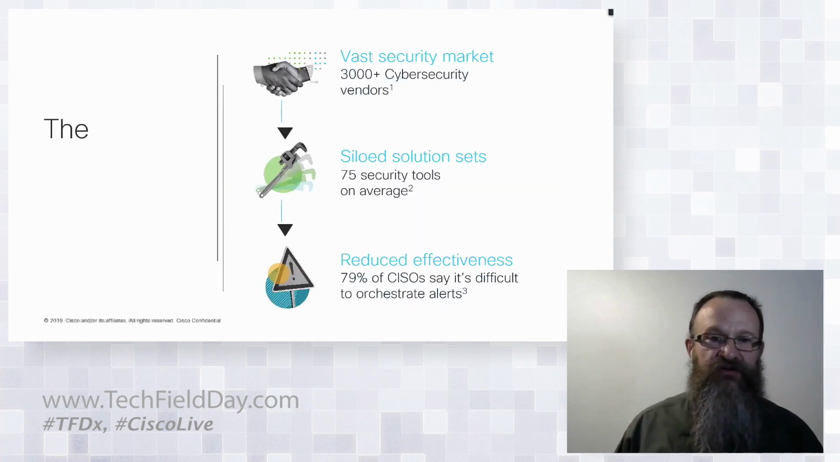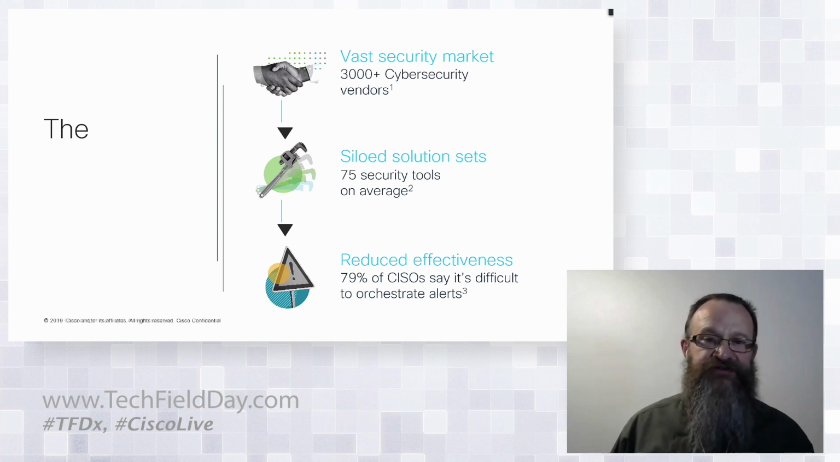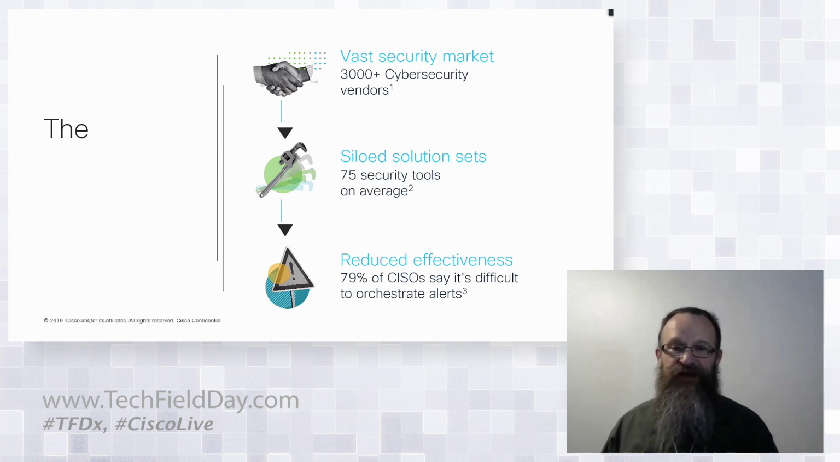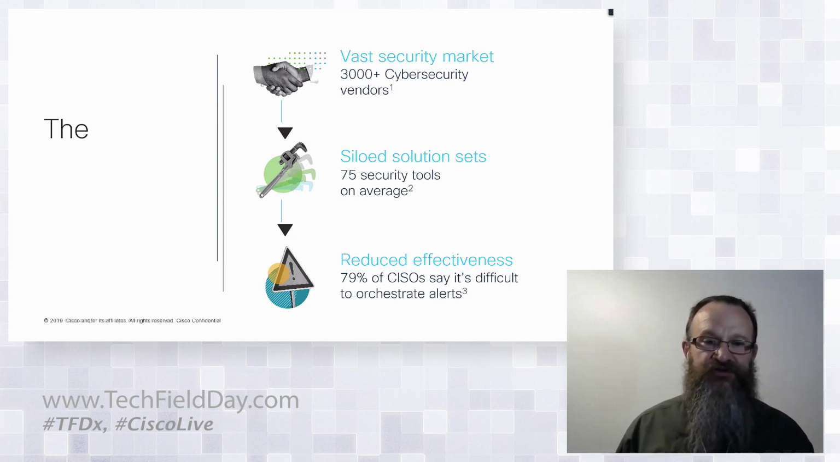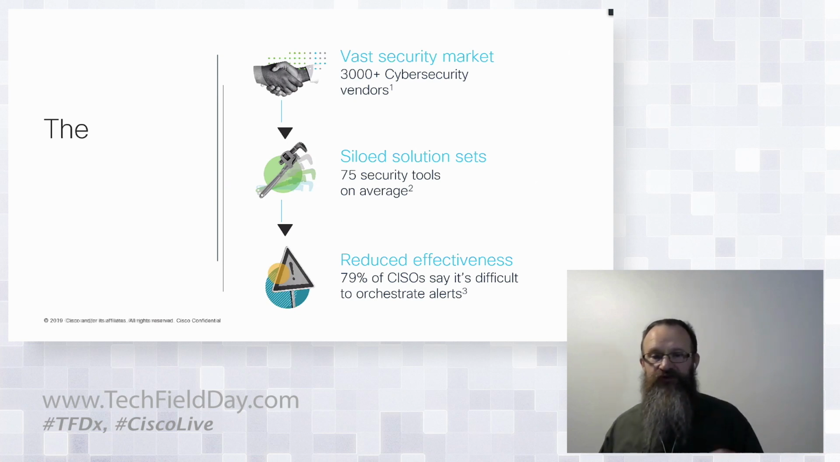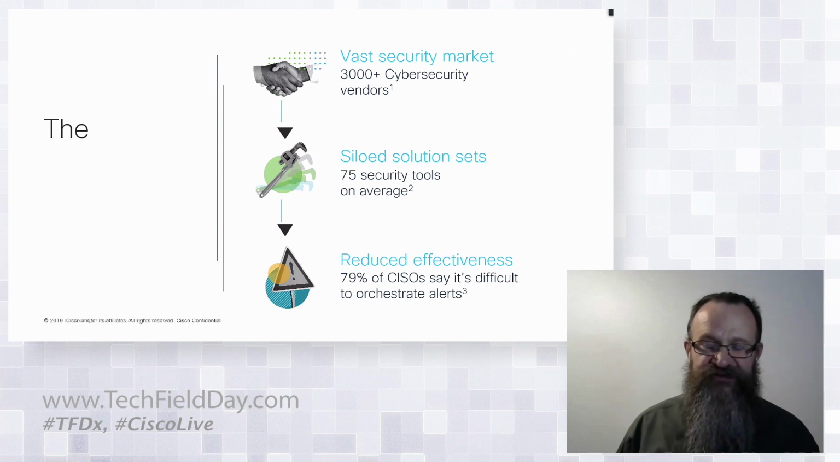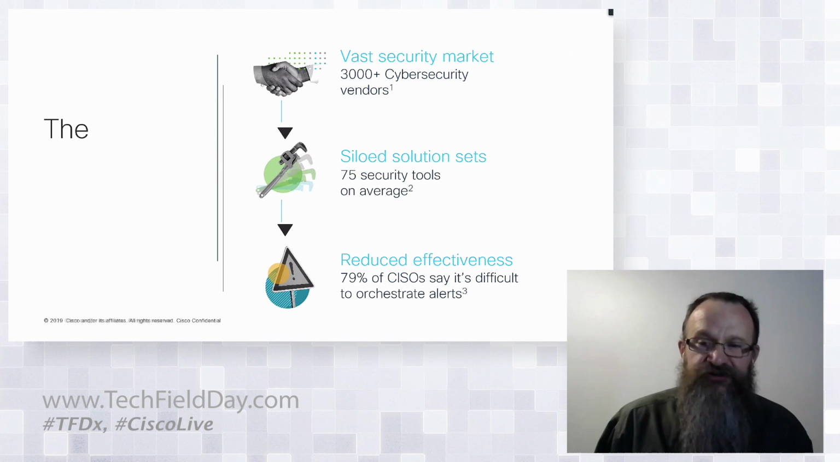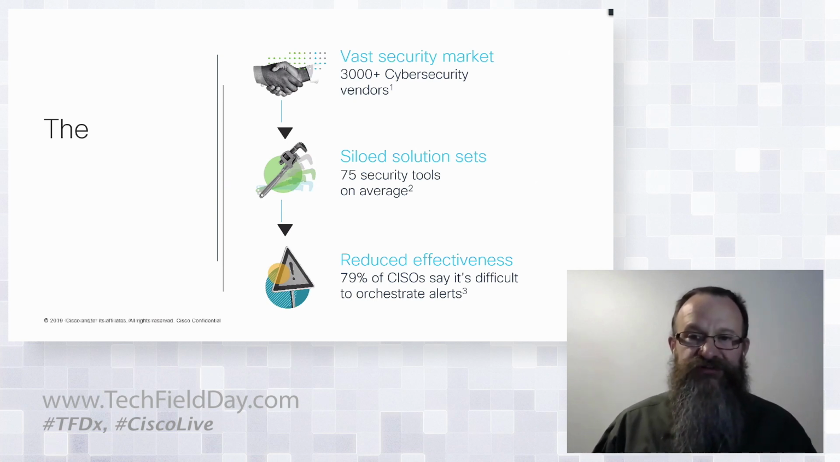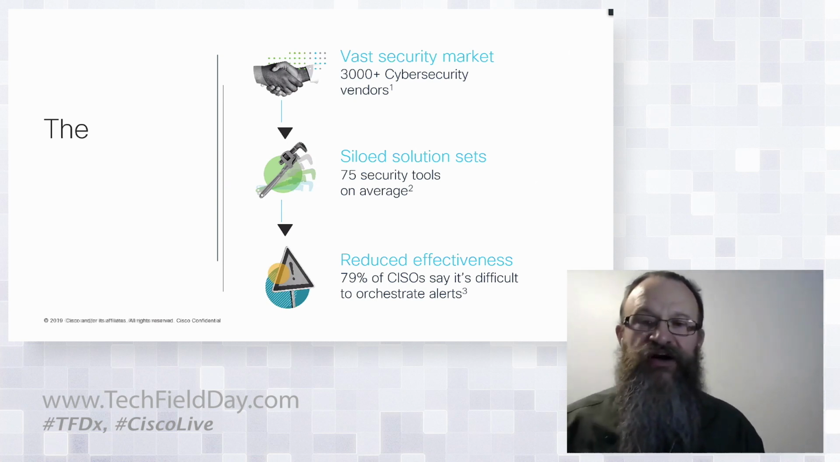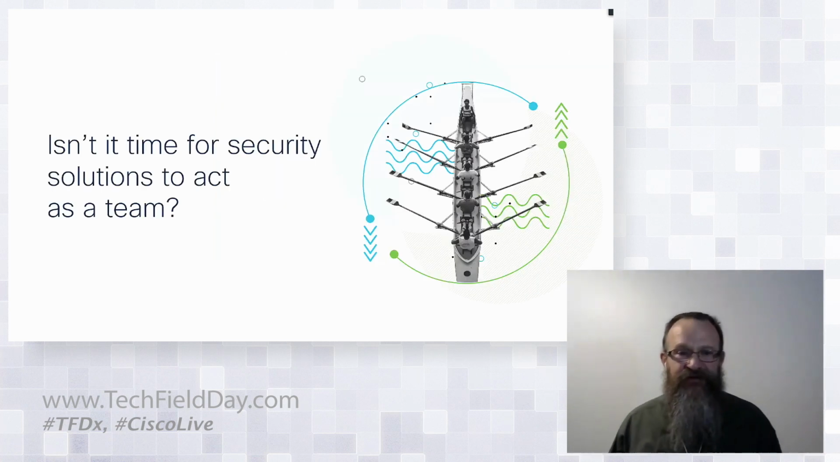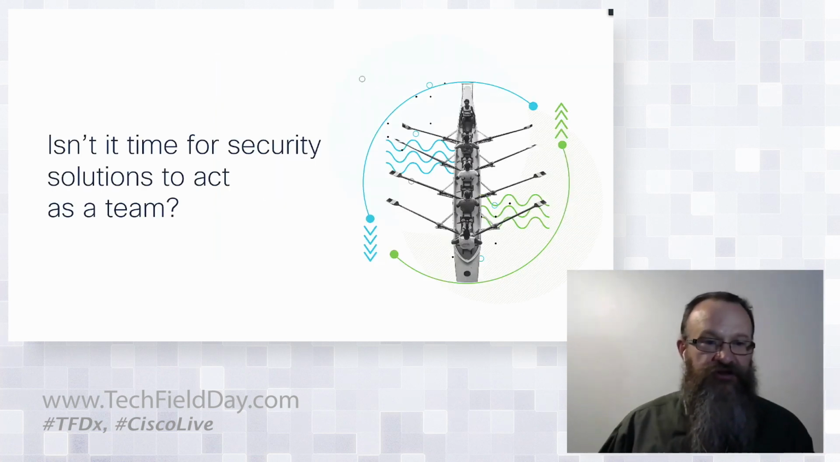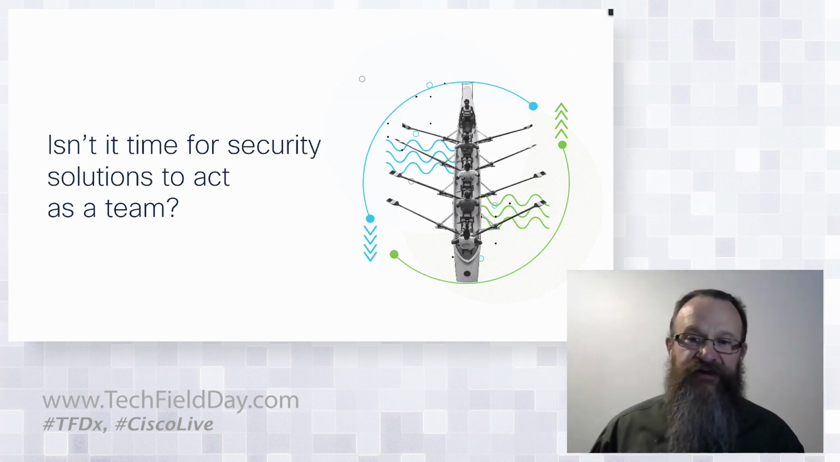We have this vast security market. We've got over 3,000 cybersecurity vendors currently active on the planet. We have these siloed solution sets. Like I said, 75 security tools on average in a SOC. And we've got reduced effectiveness as a result. 79% of our CISOs that we surveyed said that it's difficult to orchestrate these alerts, to triage alerts from multiple products, to find out when this alert sheds some intelligence on the contents of this other alert from an entirely other product. And isn't it time that all of our gear, all of our security solutions acted like they were on the same team?